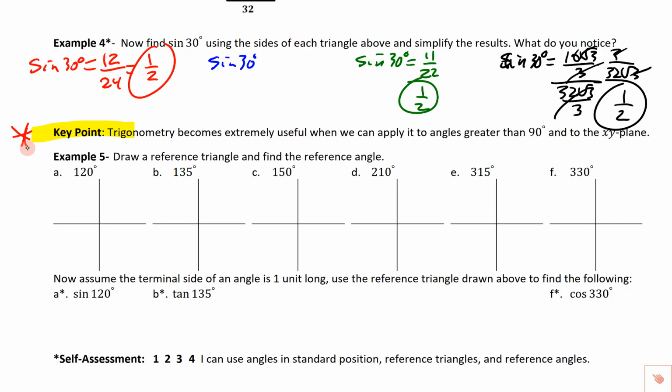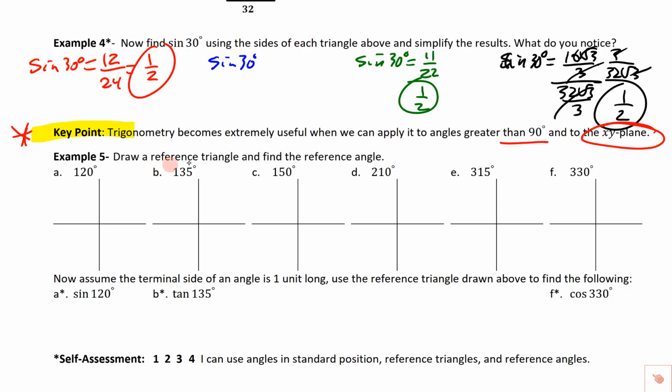There's right triangle trigonometry that only works with right triangles. But just like when you learn about positive numbers, there are negative numbers. There are things that make the numbers much more useful. The same thing is true with trigonometry. So, trigonometry becomes extremely useful when you can apply it to angles greater than 90 degrees and to the xy plane. So here's the deal.